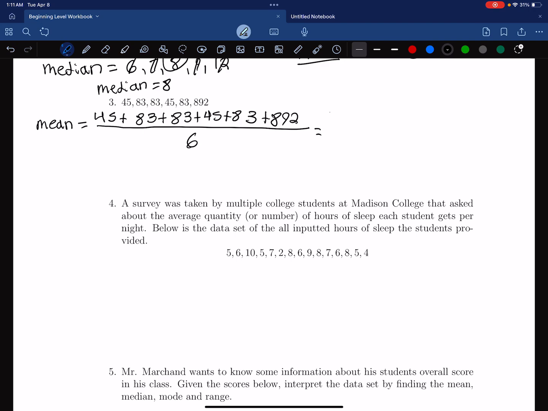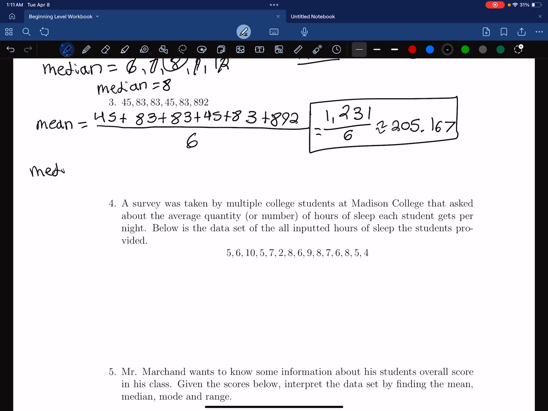And the sum of all the values is 1,231. Then we're going to divide that by 6. And that is approximately 205.167. So that is our mean.